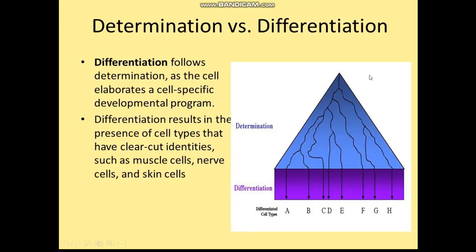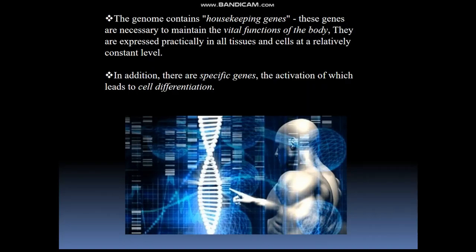Here we can see how the determined cell, determined by its genome, will then differentiate in different ways. Finally, it will give rise to different cell types. The differentiation follows determination as the cell elaborates a cell-specific developmental program. Differentiation results in the presence of cell types that have clear-cut identities, such as muscle cells, nerve cells, epithelial cells, and cells of skin, for example.